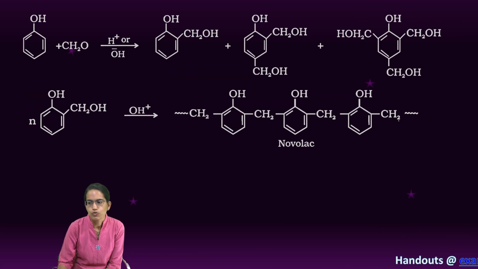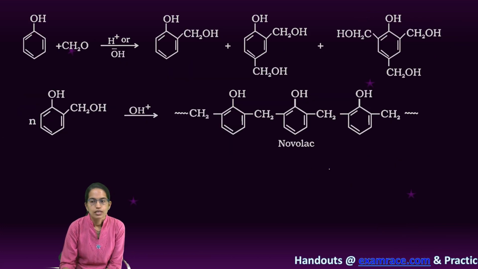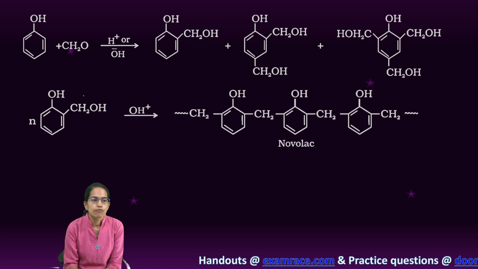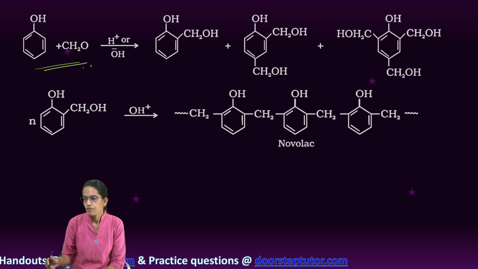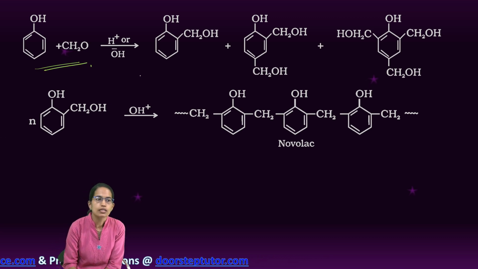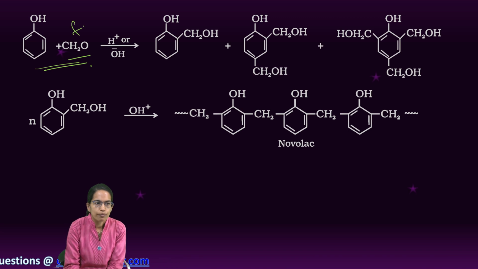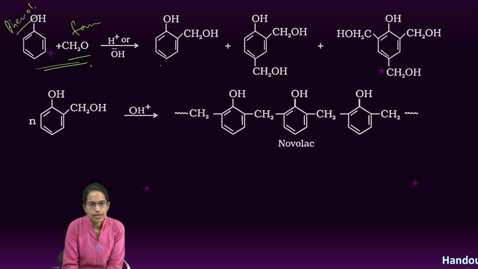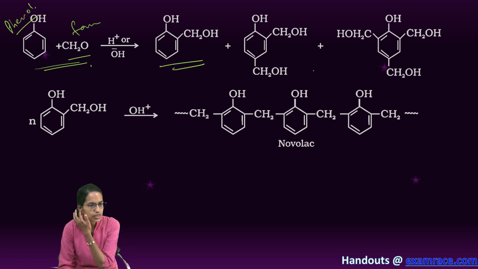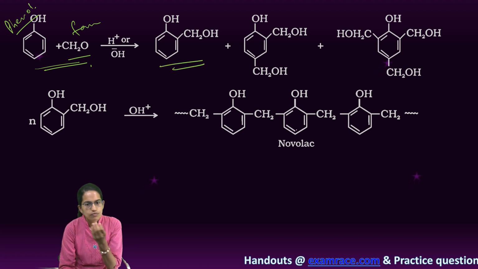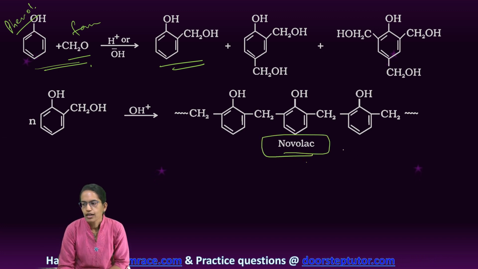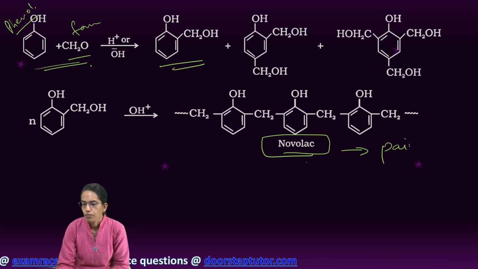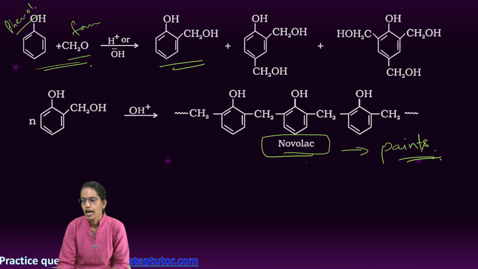Let's next move to phenol formaldehyde. Now this is a two-stage process. In the first stage, phenol reacts with formaldehyde. Now when phenol and formaldehyde react, we get the formation of novolac. Now novolac is useful for paints. It is used as paint.